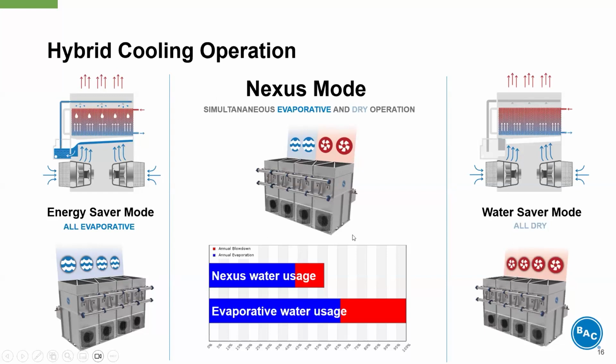And then in the center, we have what we've termed as nexus mode. This is for all the other situations in between. And what's unique about this product is that each module can be staged and controlled individually. So in this case, we have 2 modules running in wet or evaporative mode and 2 modules running in dry mode. And the unit can stage on or off the pumps for additional modules as needed to meet the demand. So what does all that equal? About 50% less water usage compared to a similar evaporative cooler. So that's some pretty significant water savings while still maintaining your evaporative energy efficiency.